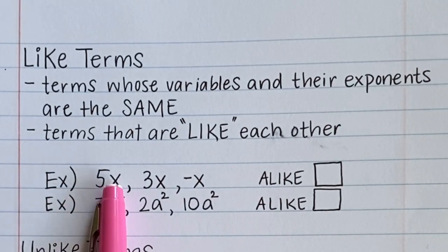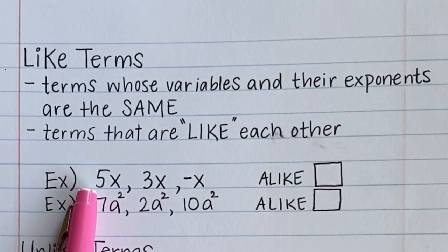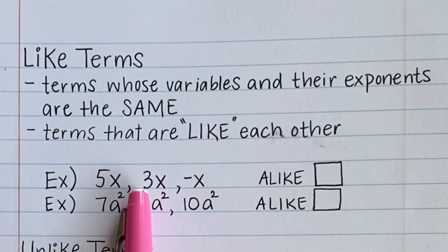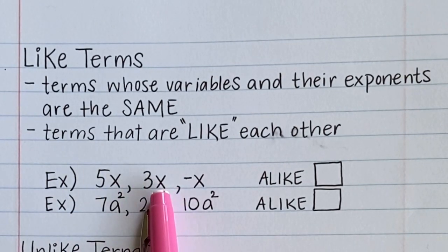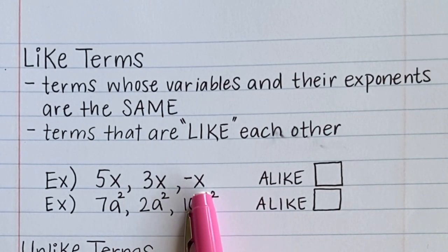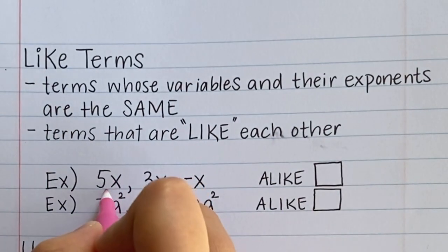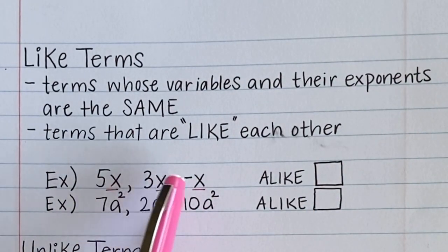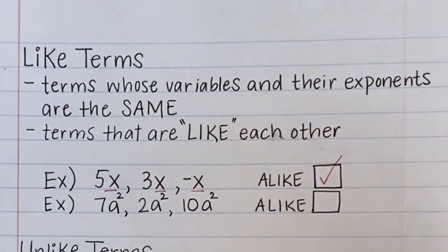So in this example, we have 5x. So we have a coefficient of 5 with a variable of x. Same thing with the second term, we have a coefficient of 3 with a variable of x, and the third one, we have a coefficient of -1 and a variable of x. Since they all have the same variable, x, we would consider these three terms alike.